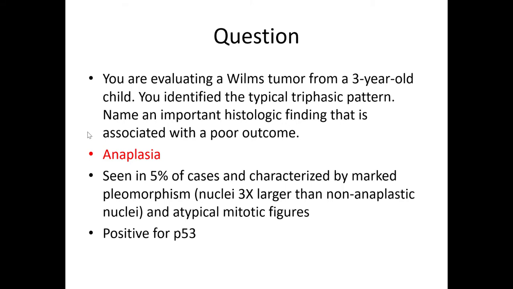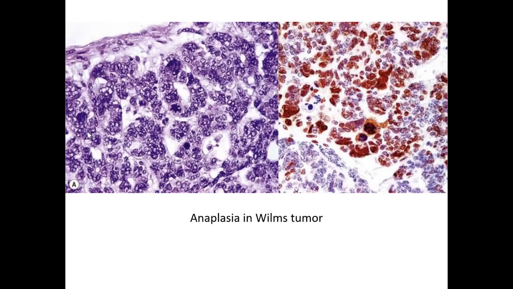This is seen in around 5% of cases, and it does have a definition of nuclear enlargement that is 3 times that of the non-anaplastic nuclei. And very characteristically, you'll find atypical multipolar mitotic figures. If you need help with immunohistochemistry, the anaplastic components generally have strong nuclear expression of p53.